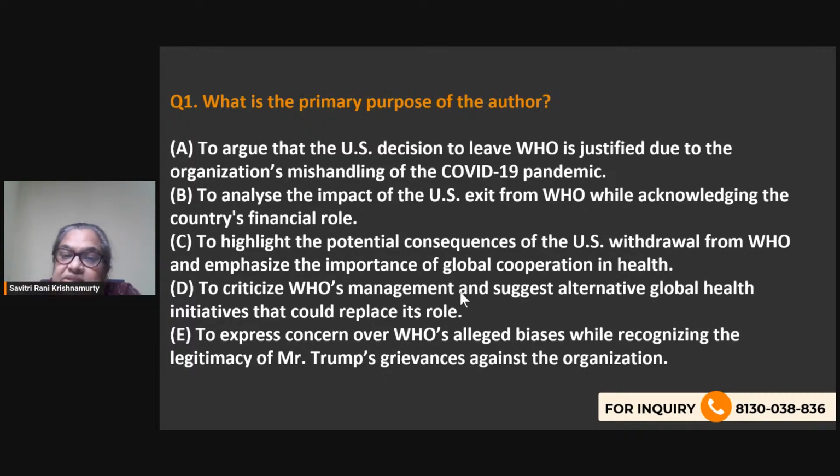A. To argue that the US decision to leave WHO is justified due to the organization's mishandling of the COVID-19 pandemic. B. To analyze the impact of the US exit from WHO while acknowledging the country's financial role. C. To highlight the potential consequences of US withdrawal from WHO and emphasize the importance of global cooperation in health. D. To criticize WHO's management and suggest alternative global health initiatives that could replace its role. E. To express concern about WHO's alleged biases while recognizing the legitimacy of Mr. Trump's grievances against the organization. Which do you think is the correct answer?